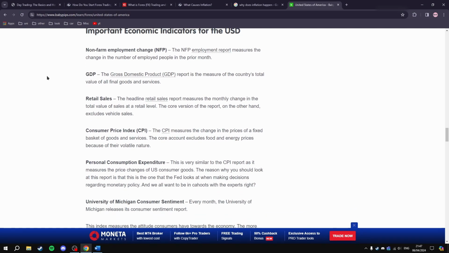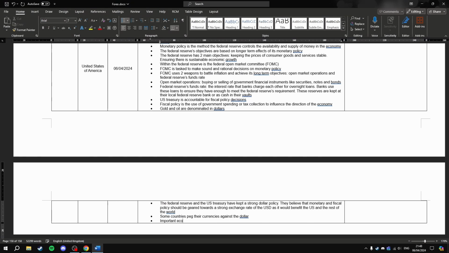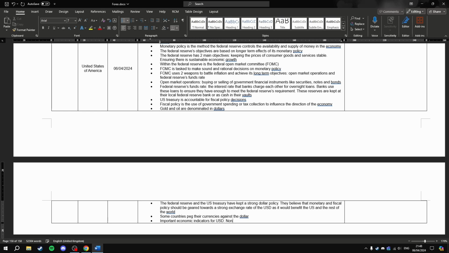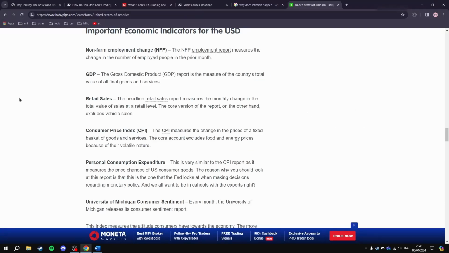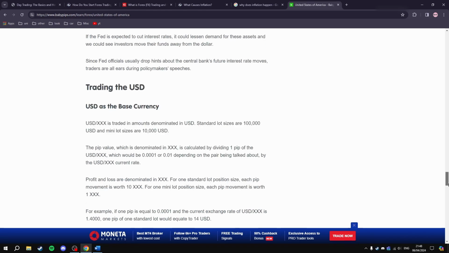Important economic indicators for USD: non-farm employment change. The NFP employment report measures the change in the number of employed people in the prior month. Actually, you know what?